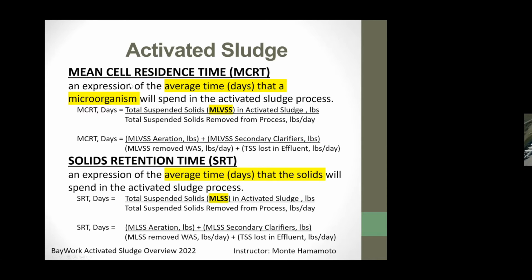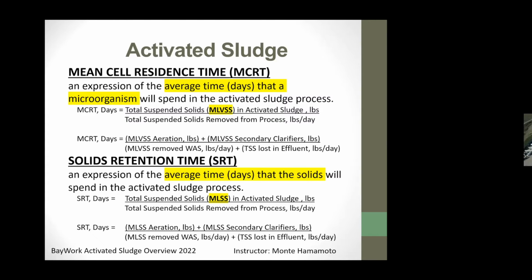Now, the mean cell residence time, or the MCRT, is the average time in days that a single microorganism will spend in the activated sludge process. Not a pound, a single organism. And here at Silicon Valley Clean Water, we use MCRT as our process control parameter, just because I like it, because it also takes into account your wasting rates.